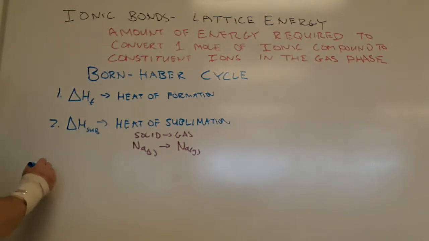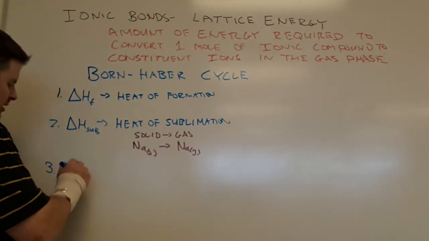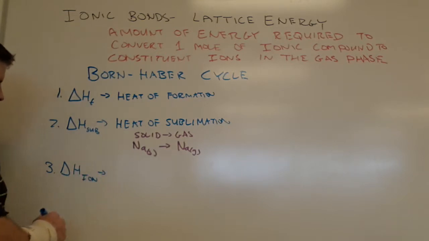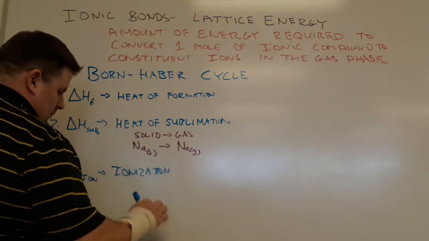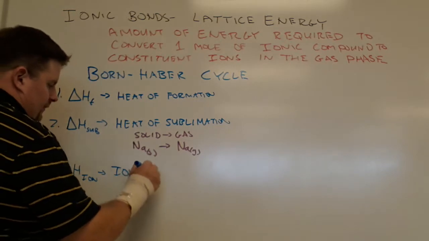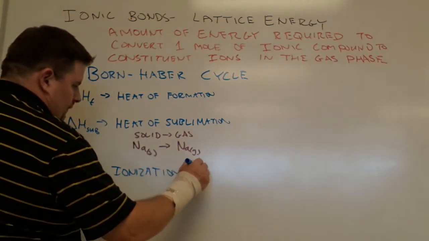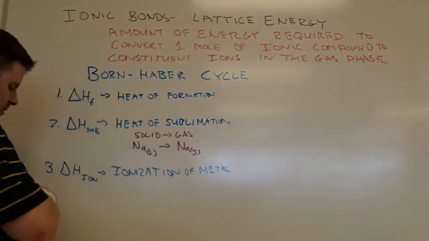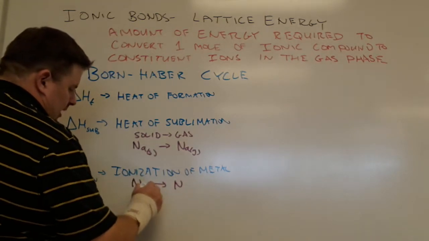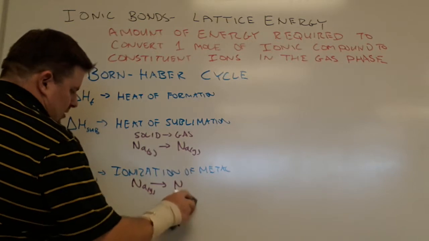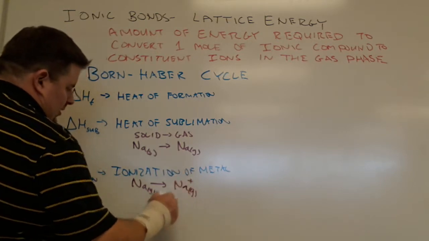One of the next energies that we're going to deal with is the amount of energy required to ionize something. So we've run into this before. This is the ionization energy. So delta H ion is the ionization energy of a metal. Hopefully I spell it right. Ionization of the metal. Okay, and this is generally where sodium gas goes to sodium gas with an ion associated with it.